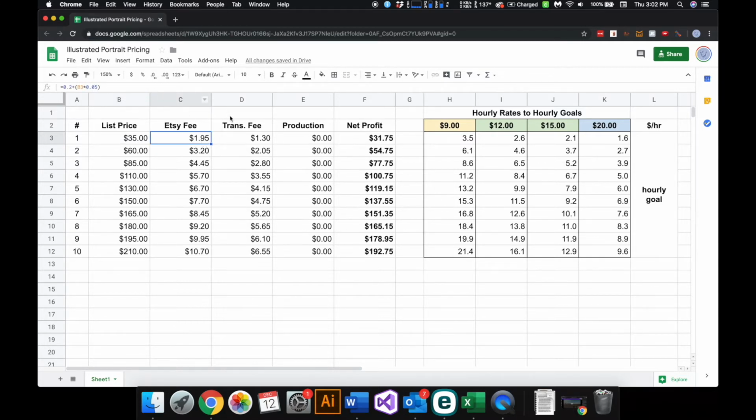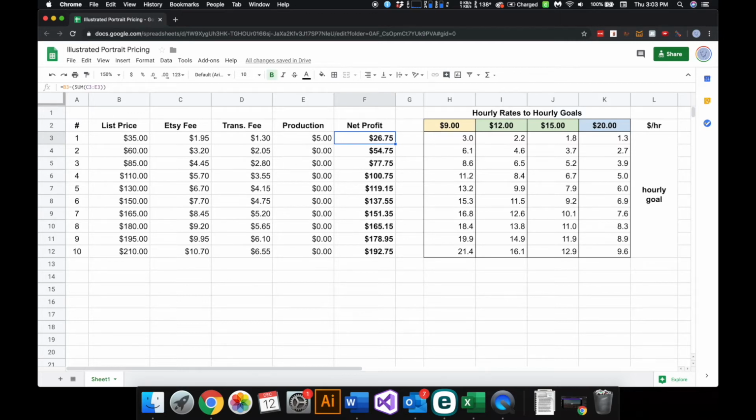So, I have this little tool here. It calculates the Etsy fees, the transaction fees for selling. Production is currently set at $0. We'll get to that later. My production costs are actually $5 because I have to print it on fine art paper, and I use foam board to make sure that it doesn't bend in transit, and a whole bunch of other things. So now I know that my net profit is $26.75 for a single person.